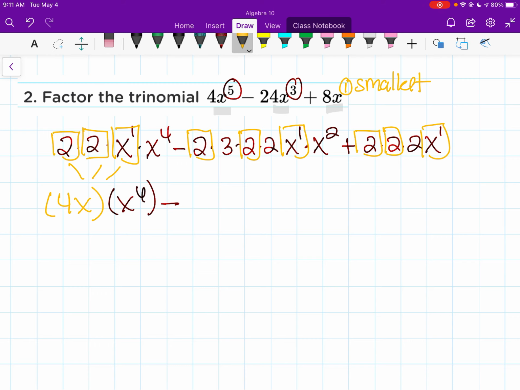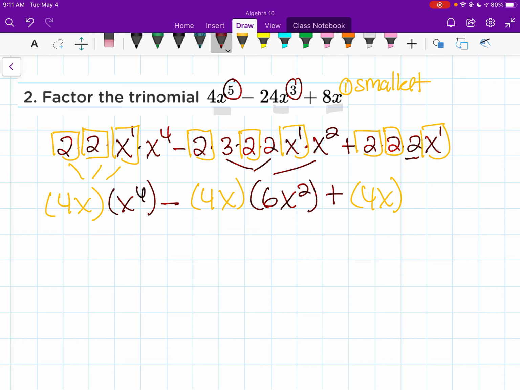Minus 4x to the 1st. And what's left over is that 3, 2, and x squared. So that's 3 times 2 is 6. So that's 6x squared. Again, we get the 4x here. And the only thing that's left over is that 2. So GCF is equal to 4x.